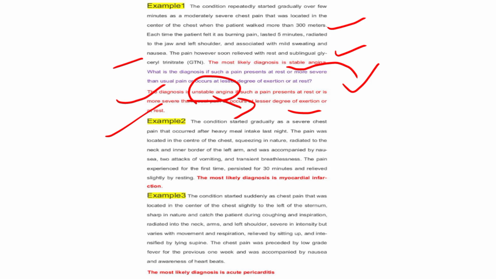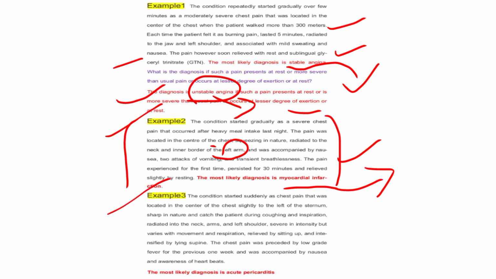Example number 2: the condition started gradually as severe chest pain that occurred after a heavy meal last night. The pain was located in the center of the chest, squeezing in nature, radiating to the neck and inner border of the left arm, and remember this left arm, and was accompanied by nausea, 2 attacks of vomiting, and transient breathlessness. The pain, experienced for the first time, persisted for 30 minutes and was relieved slightly by rest. So this is the diagnosis of myocardial infarction. These are the symptoms that make the diagnosis.